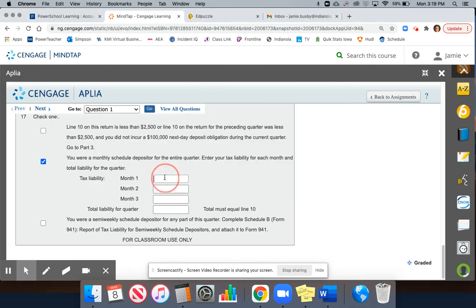So then the amount for month 1, same thing for month 2 and month 3. Our total liability for the quarter is that number we have typed several times down. And that is section 13-3, work together.